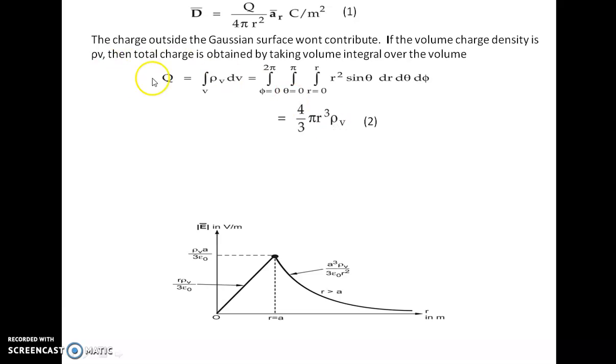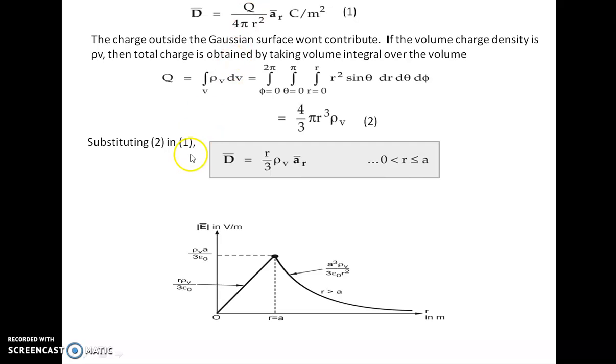Now if I substitute this Q in this equation, I will get D is equal to r by 3 into rho_v into a_r cap. Now to obtain the electric field intensity, you know that E is equal to D by epsilon naught. So if I substitute here D as r by 3 rho_v, I will get E equal to r by 3 epsilon naught rho_v into a_r cap. This is the expression for electric flux density and electric field intensity in a uniformly charged sphere when the point lies inside the sphere.